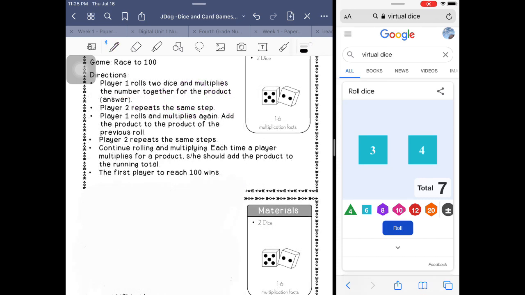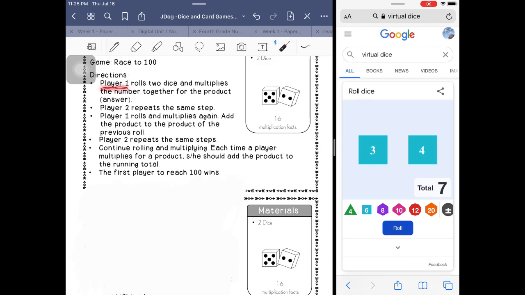Okay, here's the last game I'm going to show you. This one is called Race to 100. I just showed you Race to 20, which is a little bit different of a game. In this one, you do need 2 dice and you do need a partner.